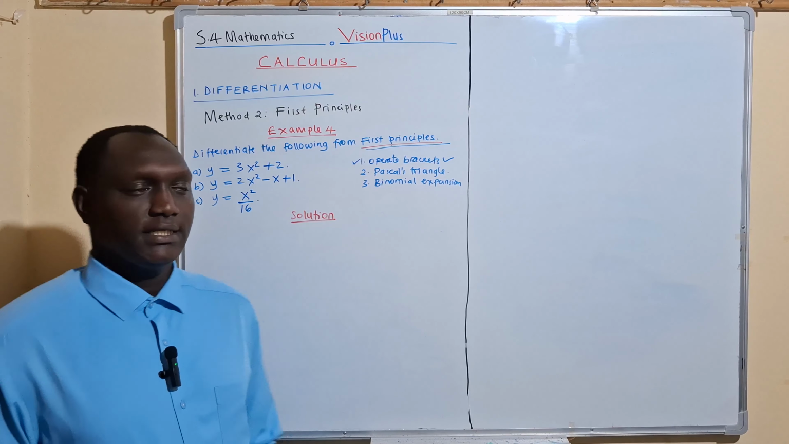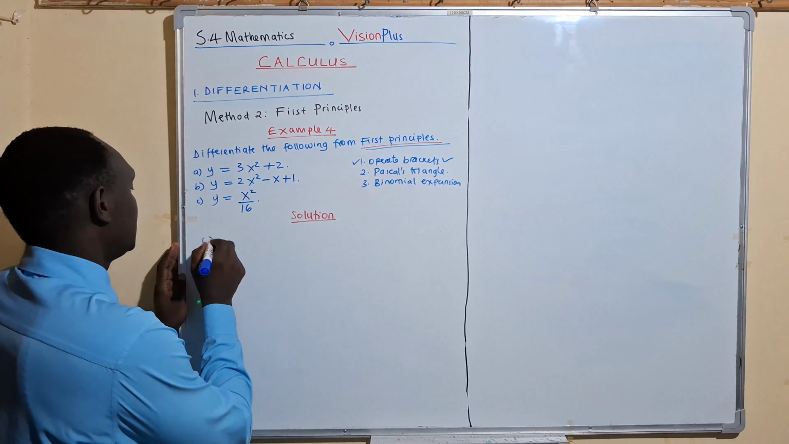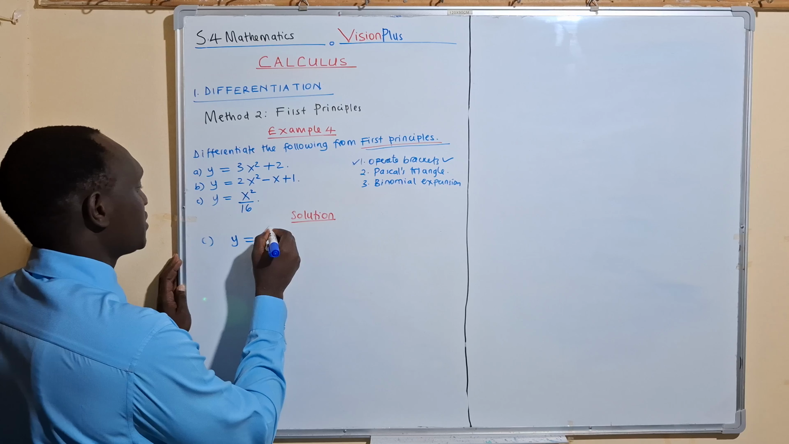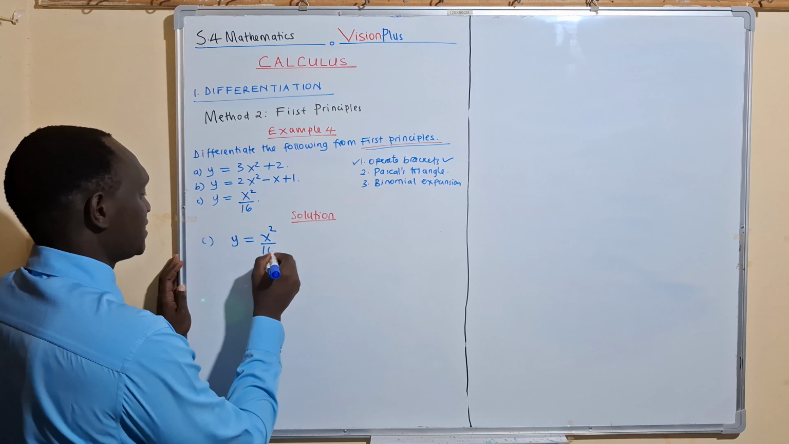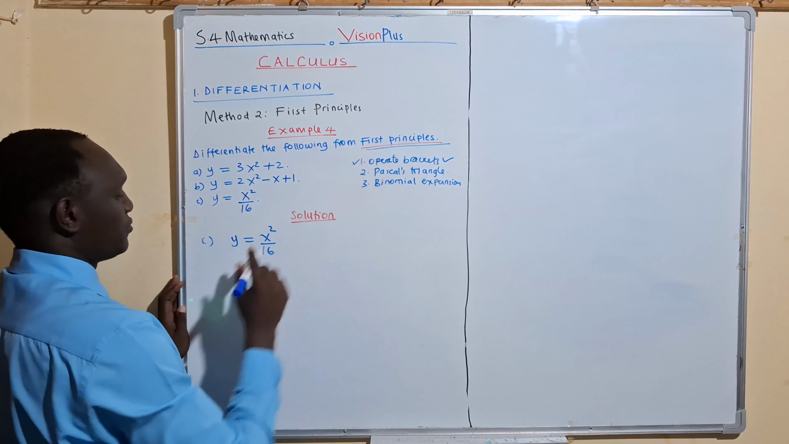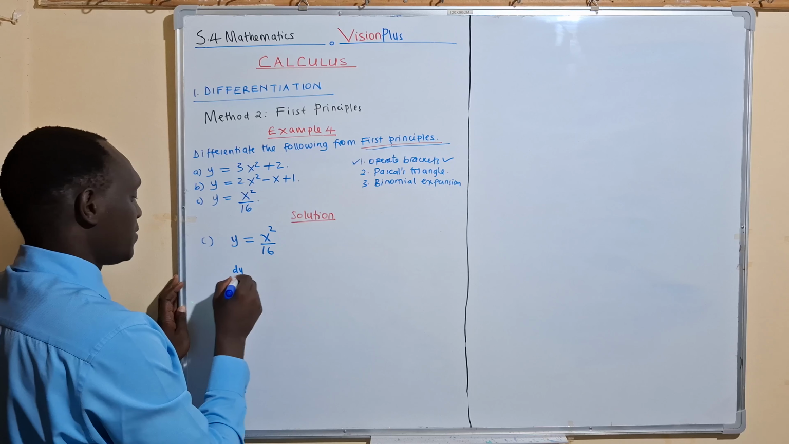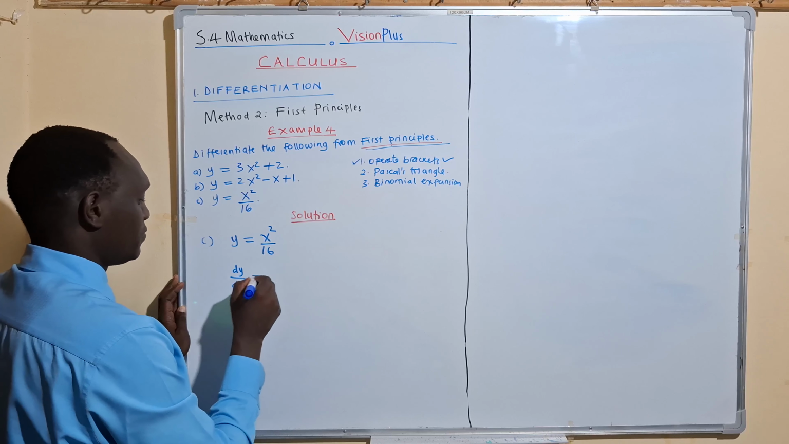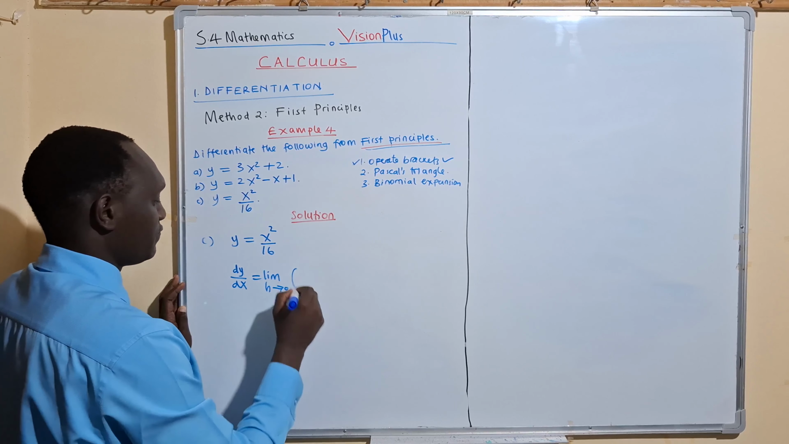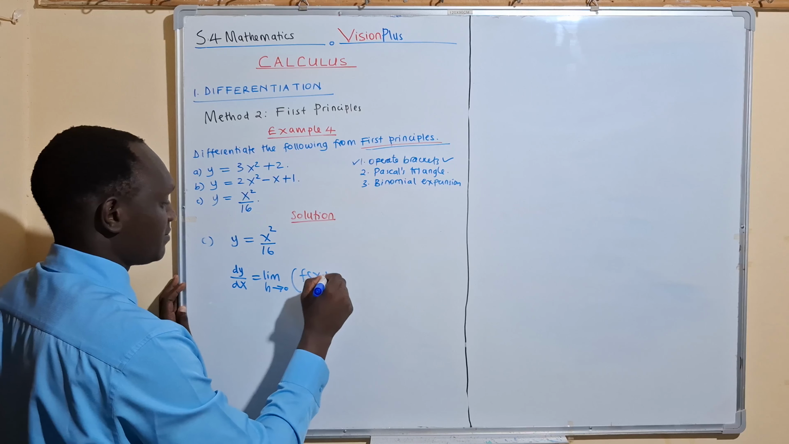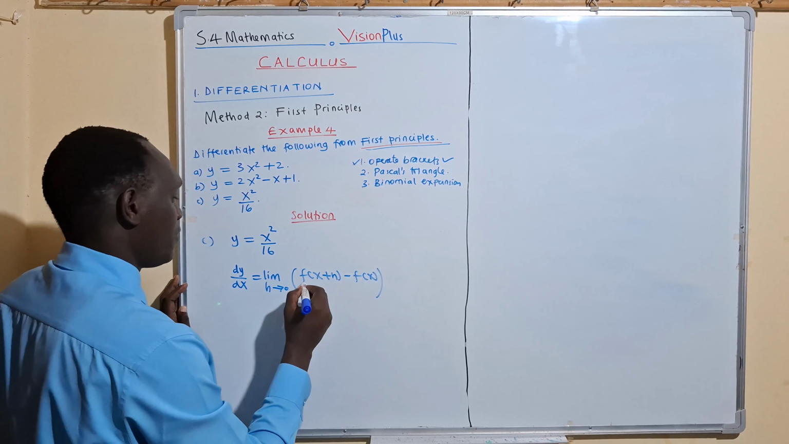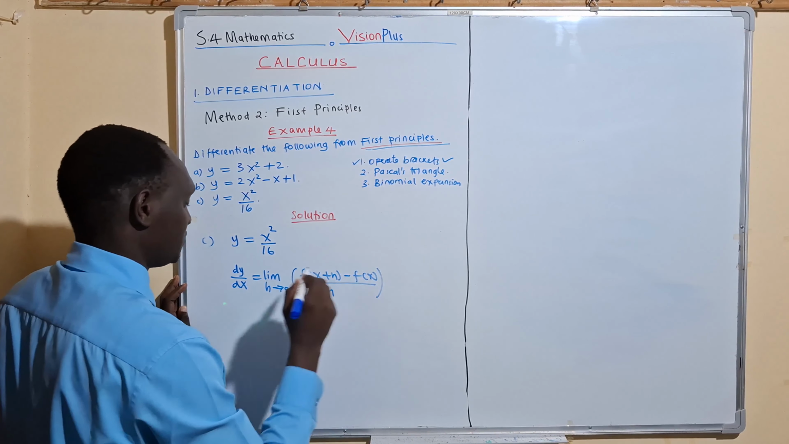And now for part C, which is the last part. In C, we are given y equals x squared over 16, and we are differentiating from first principles. And the formula says dy/dx equals the limit as h tends to 0 of f of x plus h minus f of x over h.